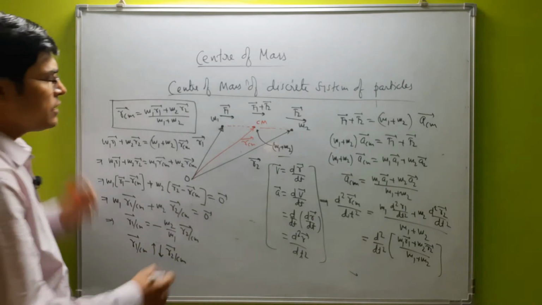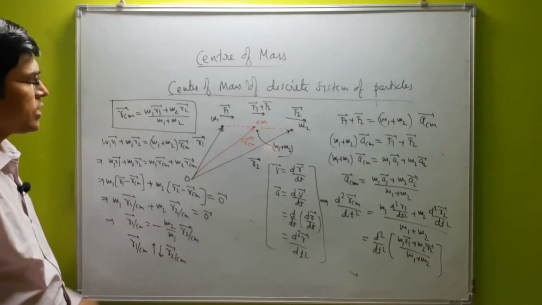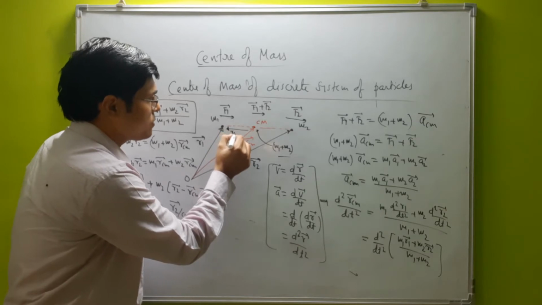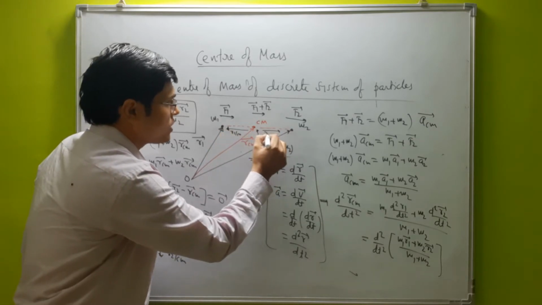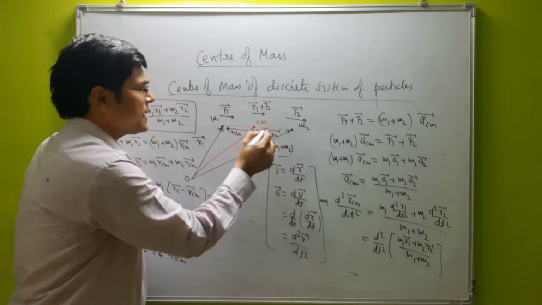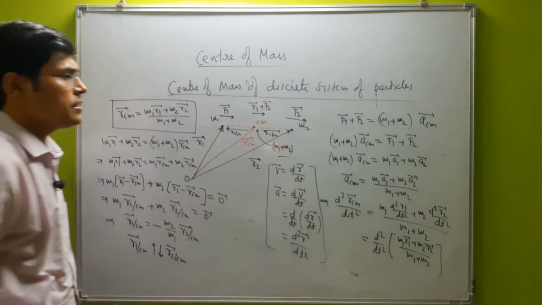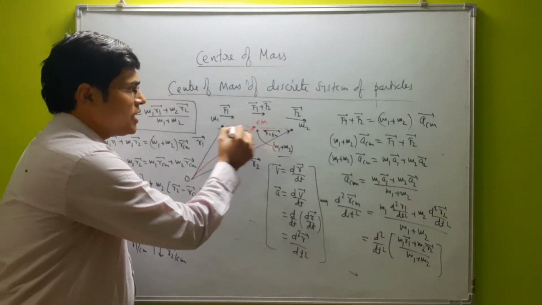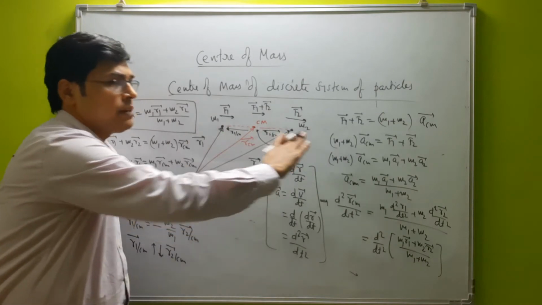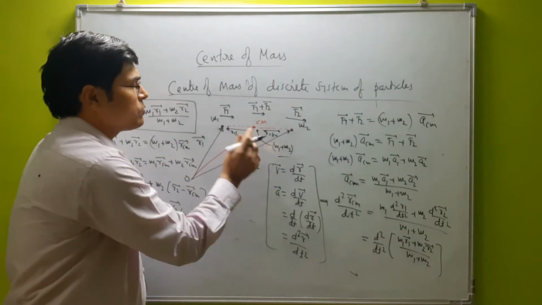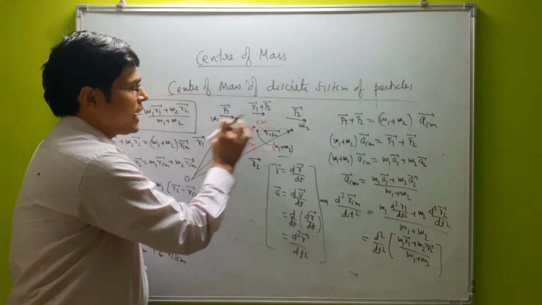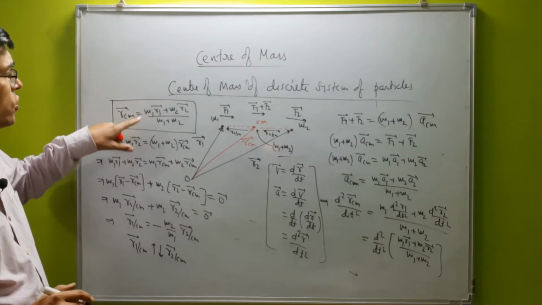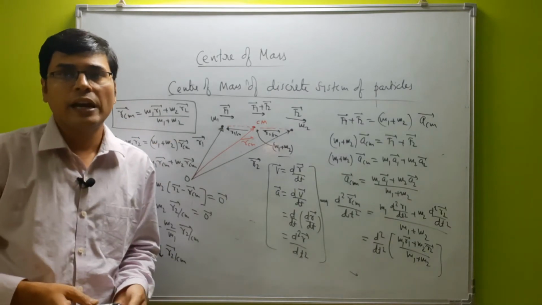So what does that mean? This is r1 with respect to center of mass, and this is r2 with respect to center of mass. So we can see, as these are two anti-parallel vectors, that only means that these two vectors will be lying along the same line. So that means that center of mass will be present on the line joining these two particles, right? Now this result we have derived for two particles, but this can definitely be generalized for n number of particles.